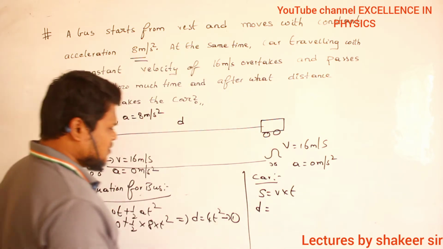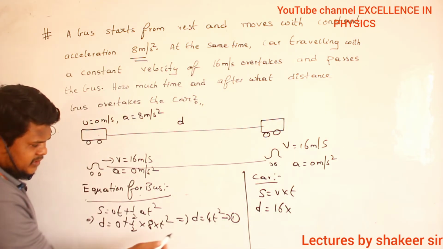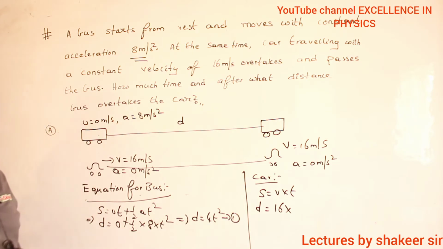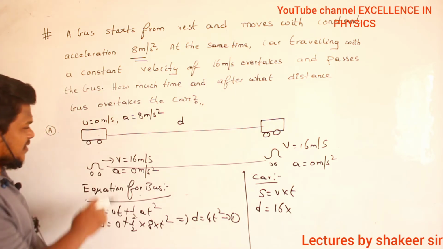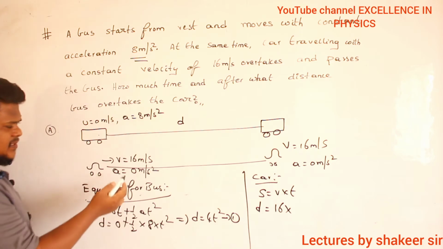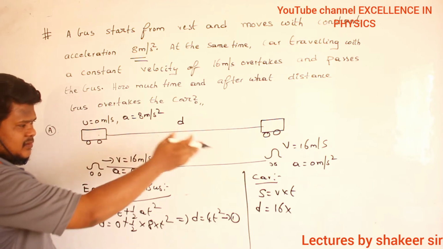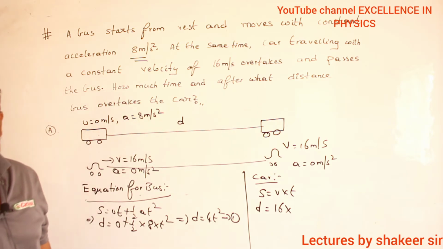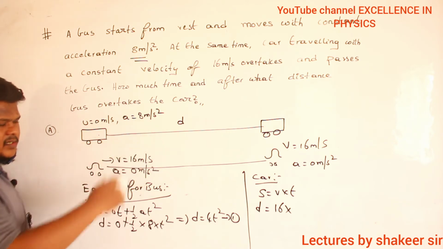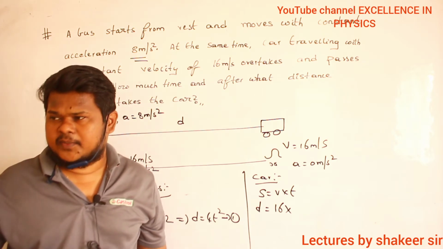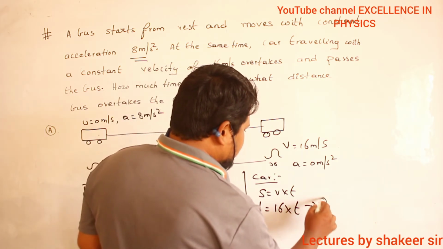So distance is equal to velocity. What is the velocity of the car? 16. And what is the time taken? If the time taken by the bus is t, then what is the time taken by the car? Time taken by the bus to reach up to here is t, the time which we have taken. Then what is the time taken by the car by the time the bus overtakes it? Definitely t, because both of them started at the same instant, and at overtaking both bodies should have traveled for the same time. So here also time is t only. This is my second equation.